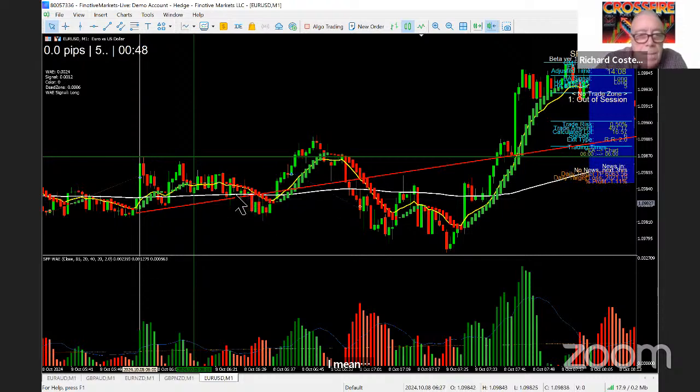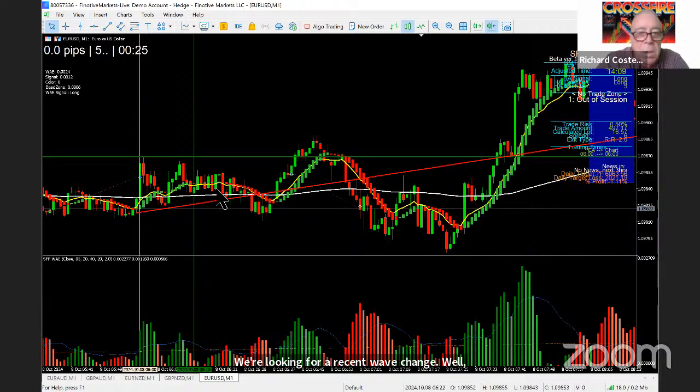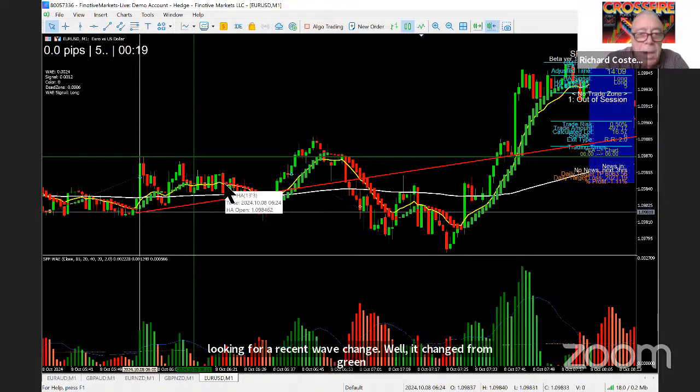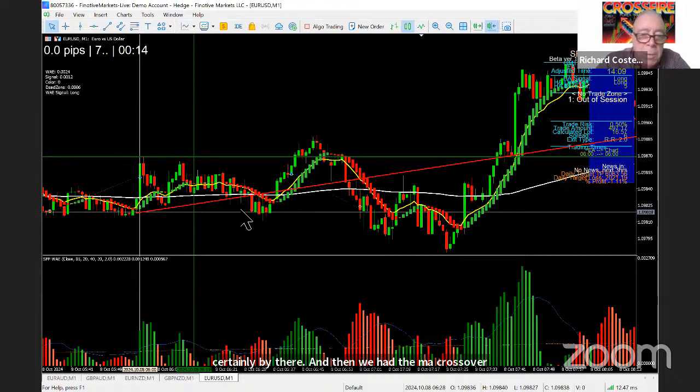So I got in for a sell round about here, but the arrows disappeared for some reason. I thought it was when the MA crossover occurred there. Let's just say what we see. We were below the red trend line, so we're looking for a sell. We're looking for a recent wave change. Well, it changed from green to red here, certainly by there, and then we had the MA crossover. So all 3 of those ducks were in a row.